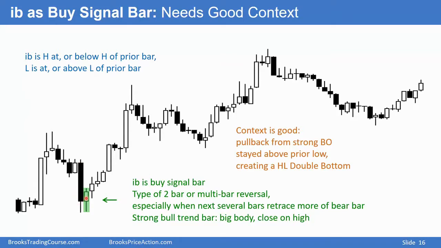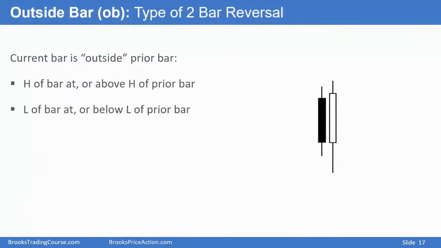We have a bear breakout that is failing. Instead of a big bear bar for the next bar, we have a bull bar closing on its high. This is a buy setup. It's a type of double bottom and slightly higher low, which makes it an even higher probability buy setup.